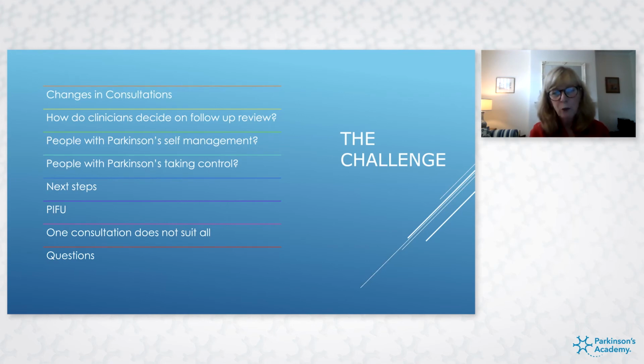What we want to do is we want people with Parkinson's to take control of their lives, to take control of their management, to take control of their medication. They're living with this condition 24/7. So how can we encourage this? And what are the next steps that we should be taking?